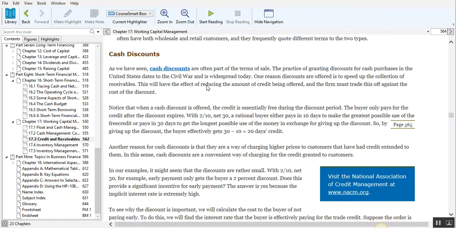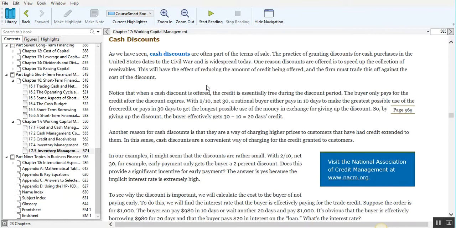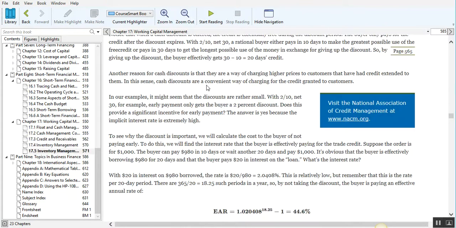Now, cash discounts are usually part of the terms of the sale and are usually offered in order to encourage early payment on the account. So if you have a 2/10, net 30, basically the buyer is going to look at that and say, well, I can save 2% if I pay it in 10 days. So that's the greatest possible leveraging I could get. Or if they want the longest possible delay in payment, they wait 30 days and pay.